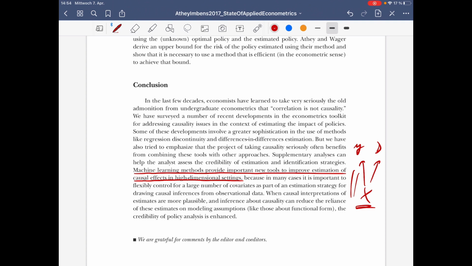So far, there are not a lot of papers out there using machine learning methods. So this is pretty new stuff. But in 2017, this was the overall assessment of Athey and Imbens, who are both leading scholars in that field.